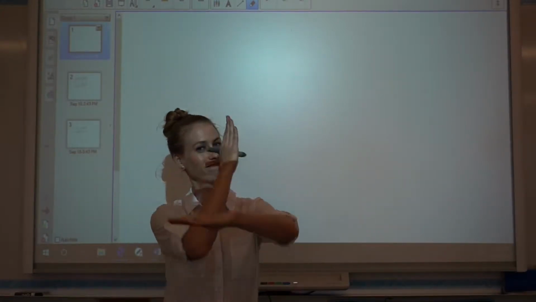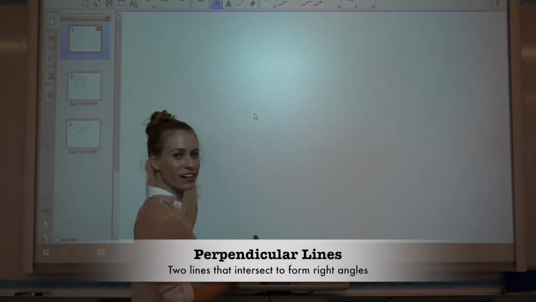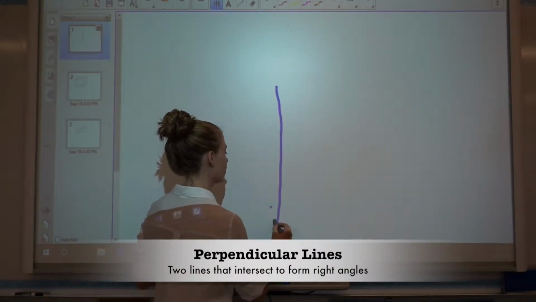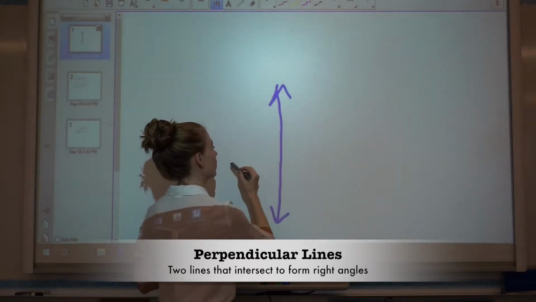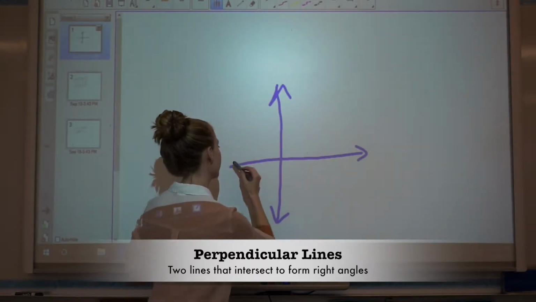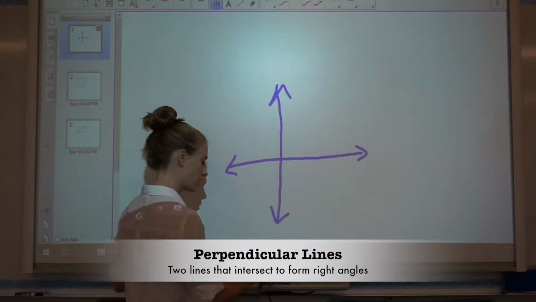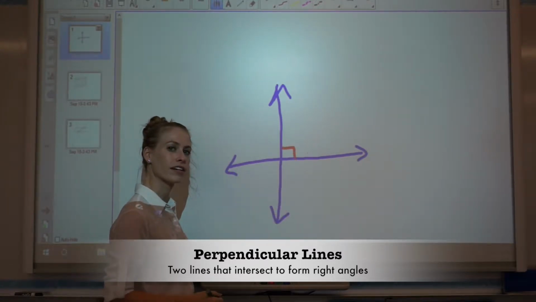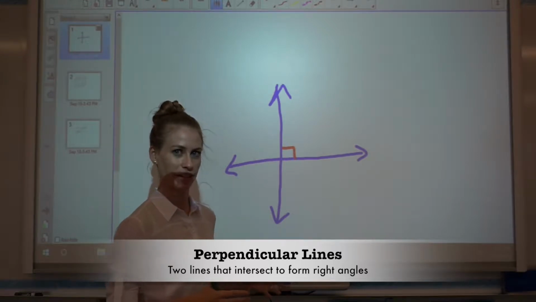Perpendicular lines are lines that are going to intersect and form a 90-degree angle. So two lines intersecting, and if they form 90 degrees, then they're perpendicular.